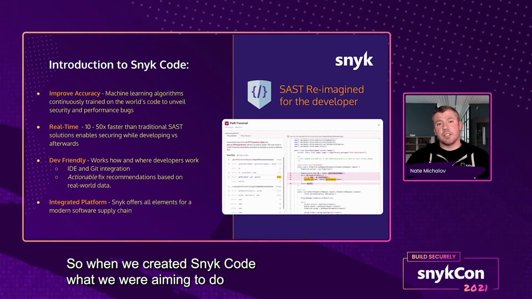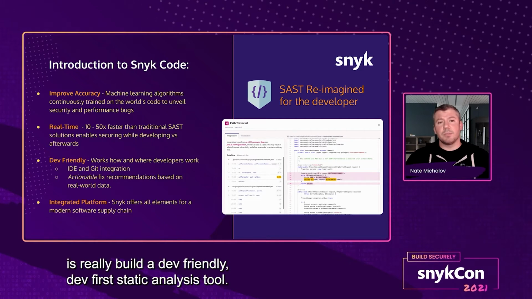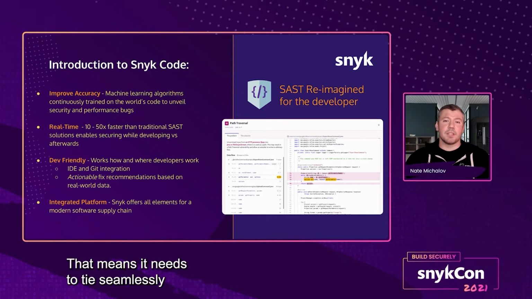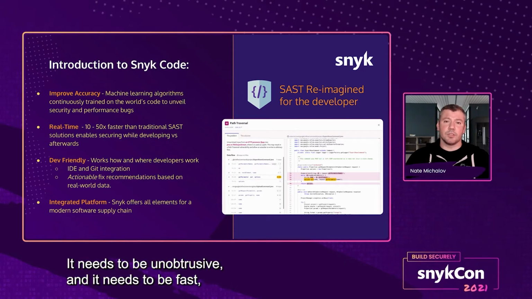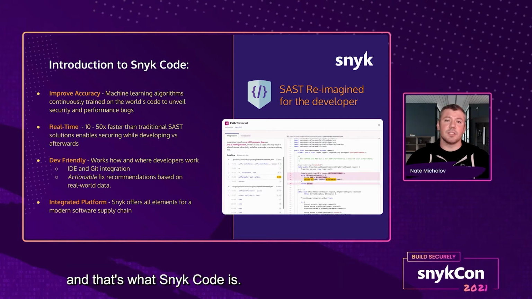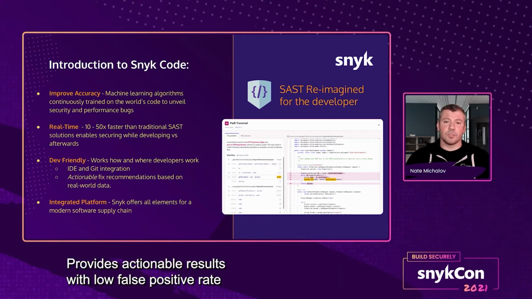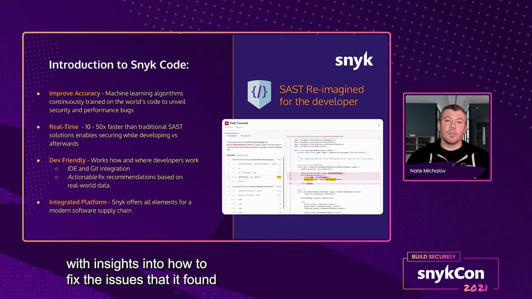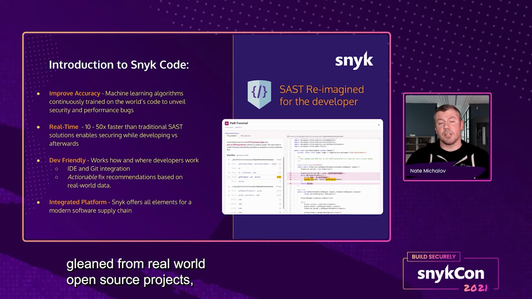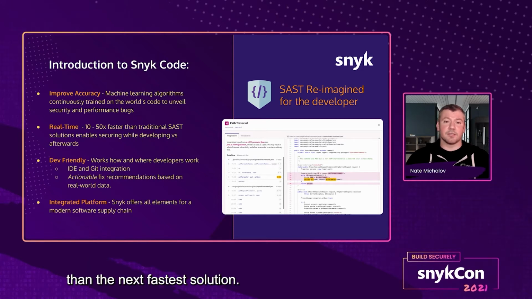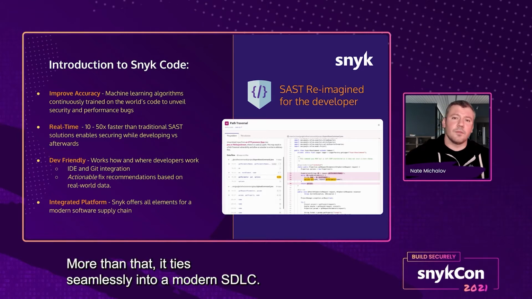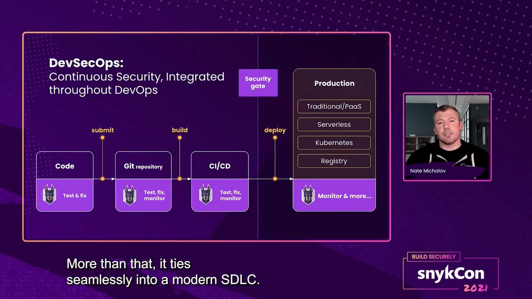So when we created Snyk Code, what we were aiming to do was really build a dev-friendly, dev-first static analysis tool. That means it needs to tie seamlessly into developers' workflows, it needs to be unobtrusive, and it needs to be fast. And that's what Snyk Code is. It provides actionable results with low false positive rate, with insights into how to fix the issues that it found, gleaned from real-world open source projects, and it does it quickly, about 10 to 50 times faster than the next fastest solution. More than that, it ties seamlessly into a modern SDLC.